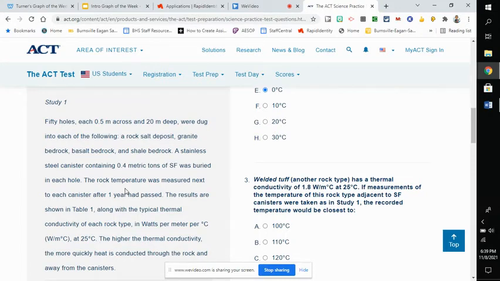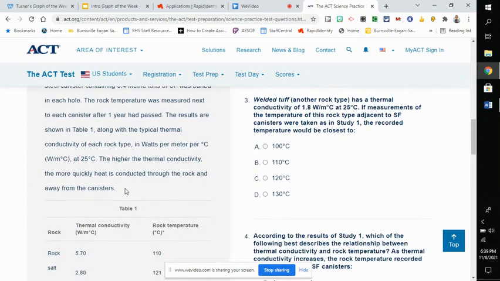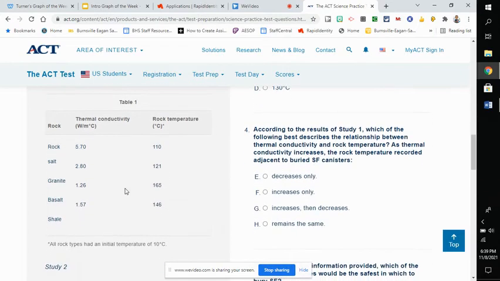The results are shown in Table 1, along with the typical thermal conductivity of each rock in watts per meter per degree Celsius at 25 degrees Celsius. The higher the thermal conductivity, the more quickly heat is conducted through the rock and away from the canisters. So let's take a look at that. Table 1, thermal conductivity, and there's that unit they were talking about. Don't worry about the unit just yet. And rock temperature in degrees Celsius.